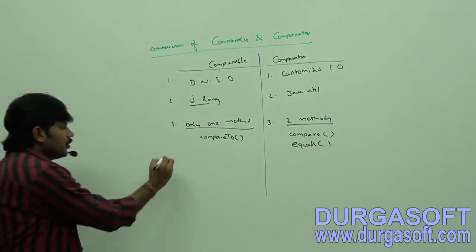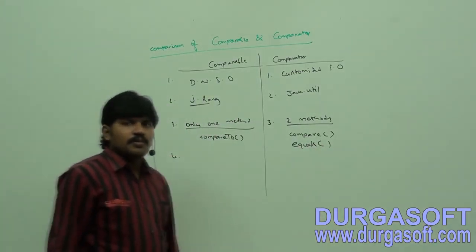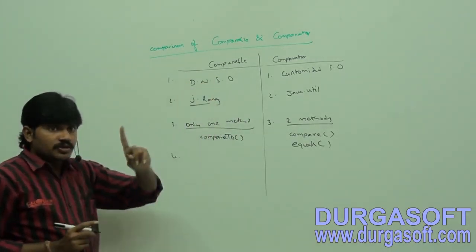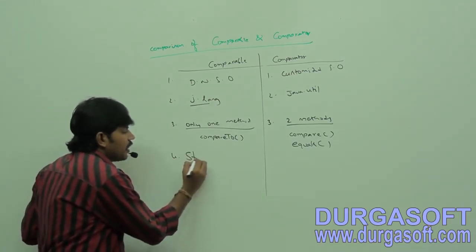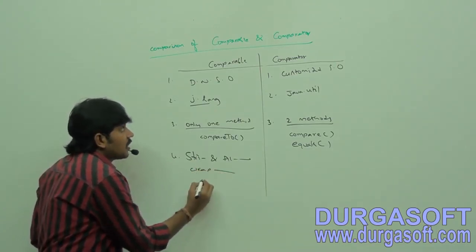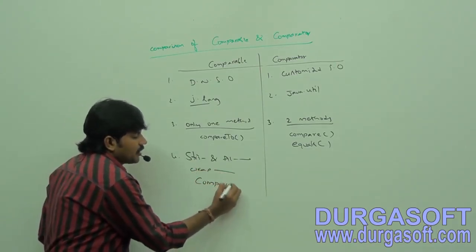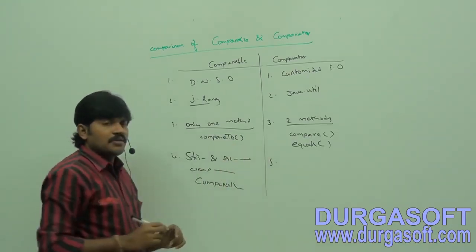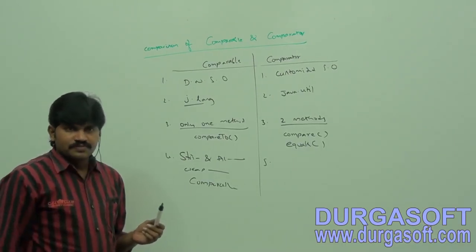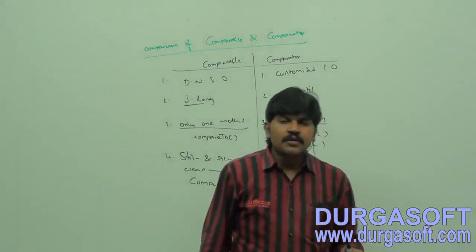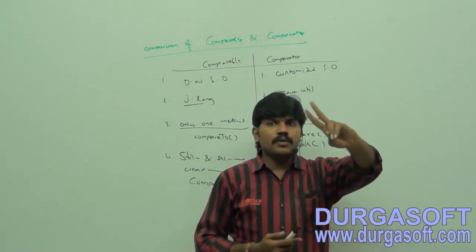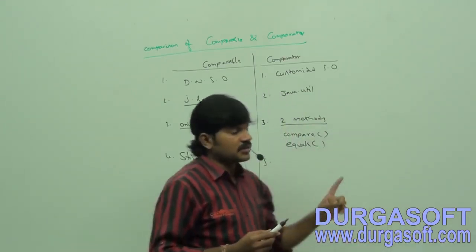Do you know which classes implement comparable? All wrapper classes and the String class. Have you remembered? String class and all wrapper classes already implement comparable interface. But do you know which classes implement comparator? We are responsible to implement. Correct or not? We are responsible to implement. So predefined classes usually won't implement comparator.